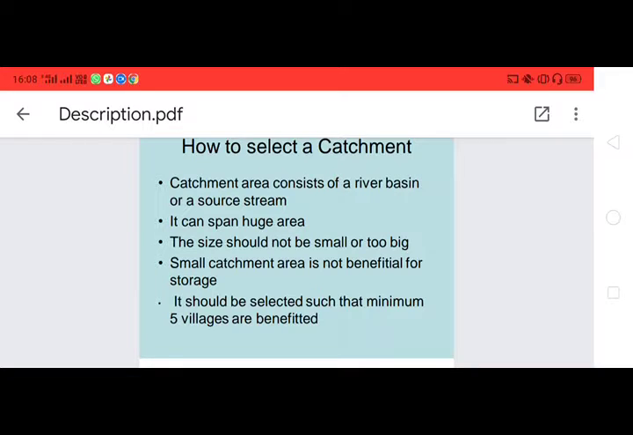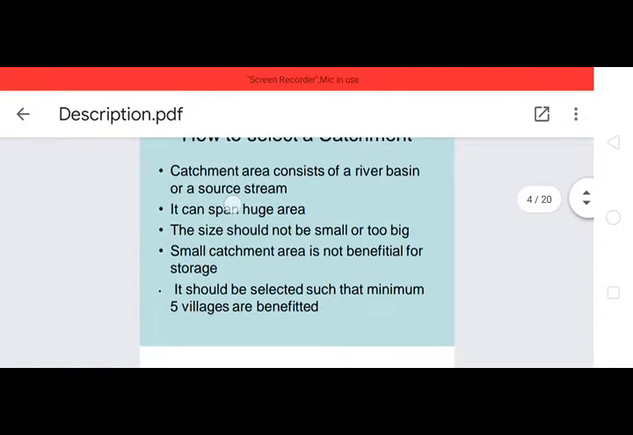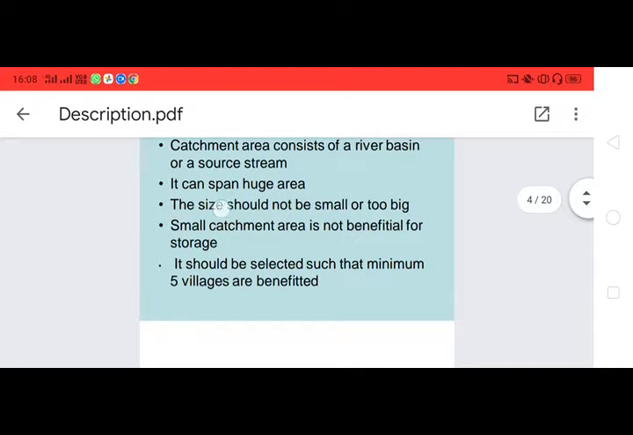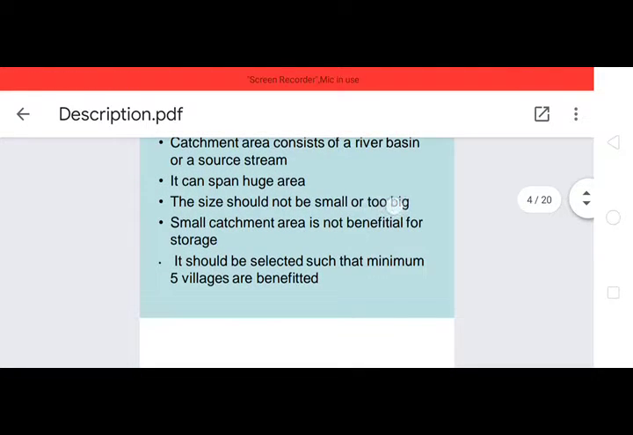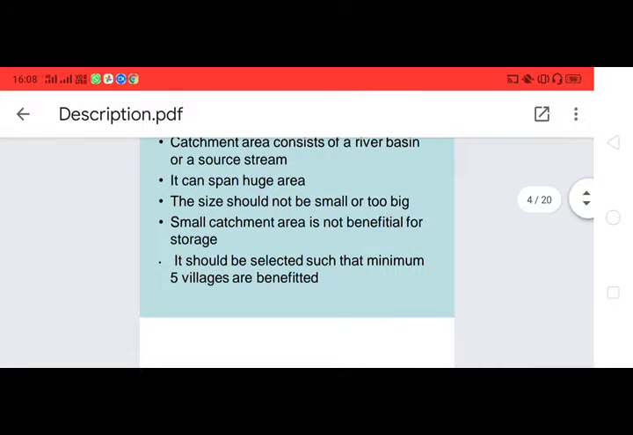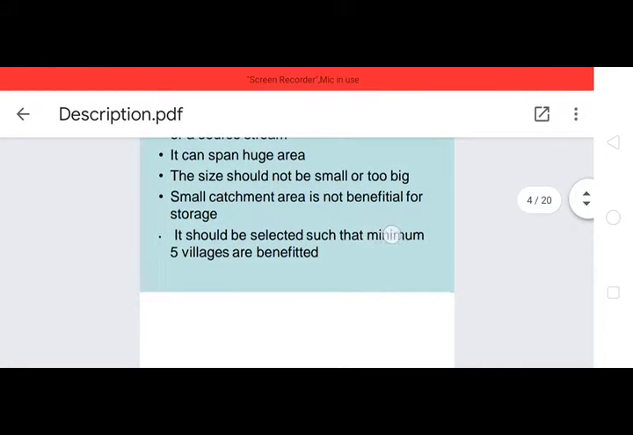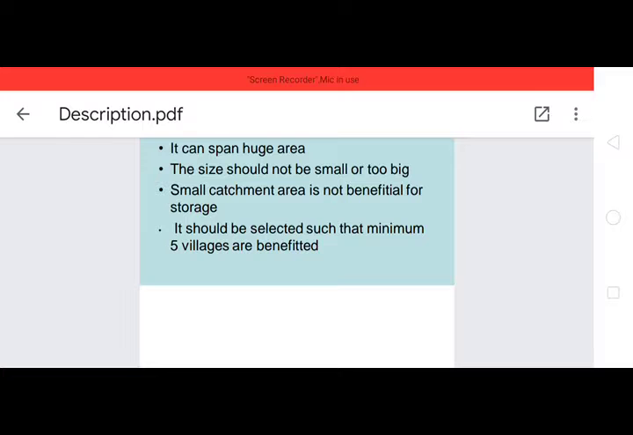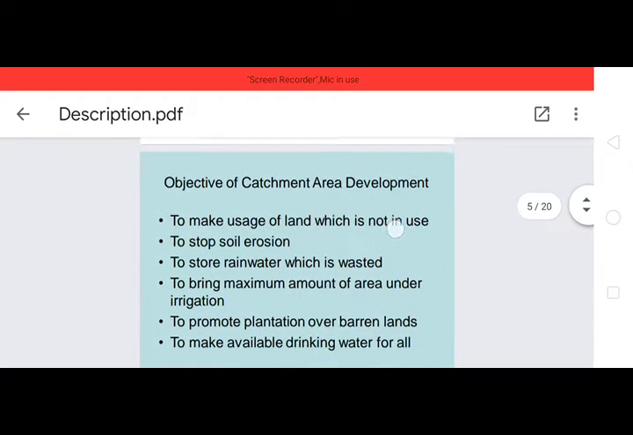A catchment area consists of a river basin or a source stream. It can span a huge area. The size should not be too small or too big. A small catchment area is not beneficial for storage. It should be selected such that a minimum of 5 villages are benefited. Remember that point: a minimum of 5 villages should be benefited by your catchment.